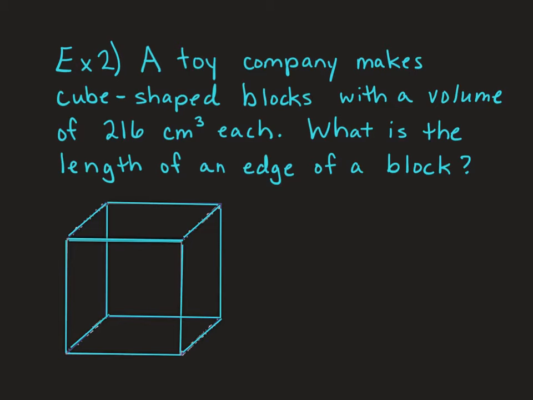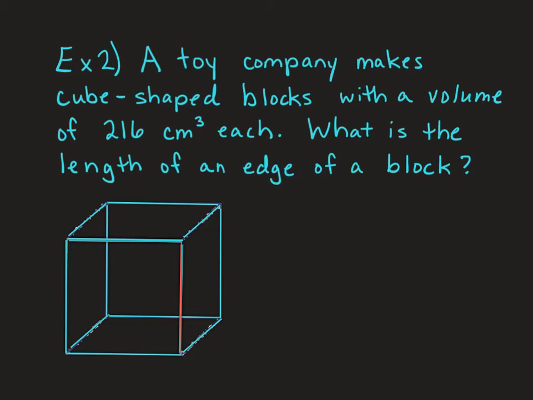Example 2, we have a little word problem. A toy company makes cube-shaped blocks with a volume of 216 cubic centimeters each. What is the length of an edge of a block? So when we're dealing with the edge of a cube, it's just like the side of a square, except that a cube is multidimensional. So we're going to look at just one edge. Let's take this edge here.